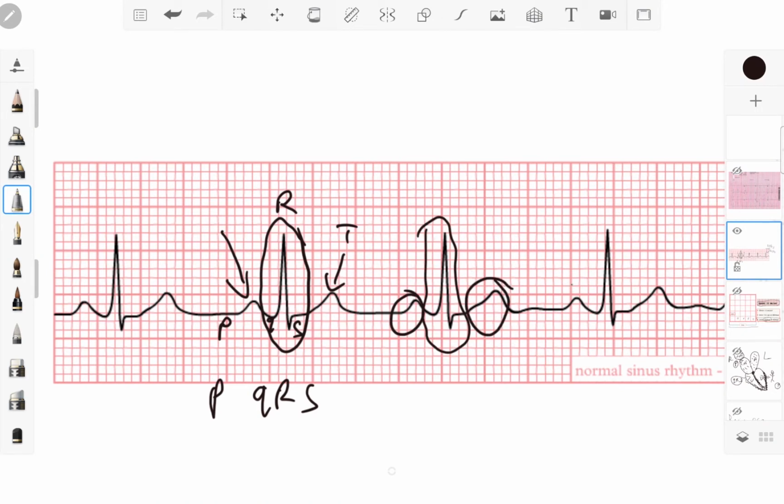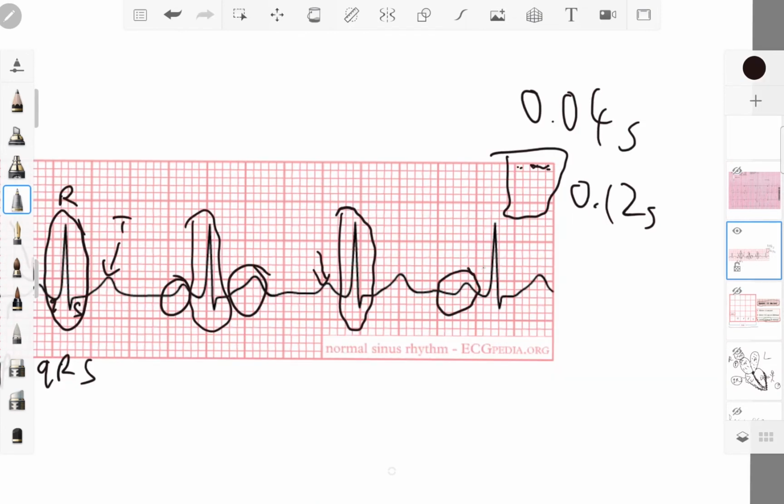So the P wave, this one, represents the atria contracting. So the small chambers of the heart contract, and they then prime the big part of the heart, which is the ventricles. And then this big contraction is the ventricles contracting. And then the T wave is the heart getting ready to pump again, or in other words, repolarization for those who are interested in. Small contraction, priming the big ventricles. The ventricles contract, and then you have your T wave.